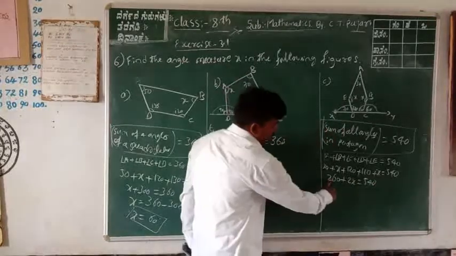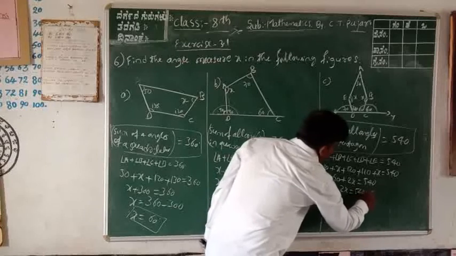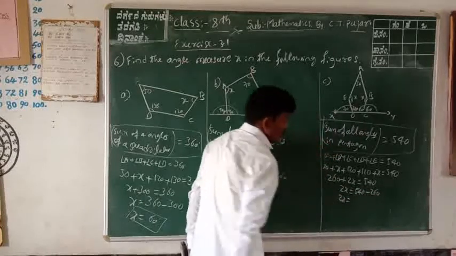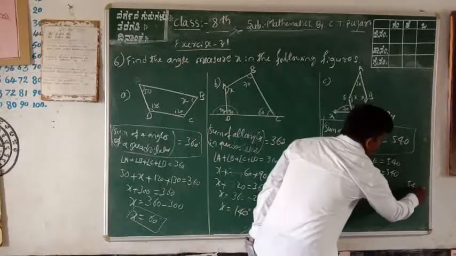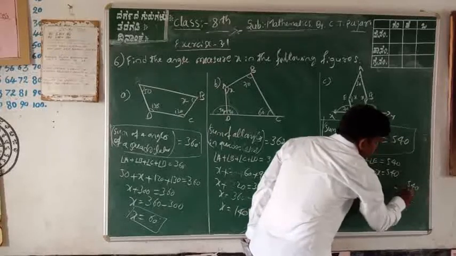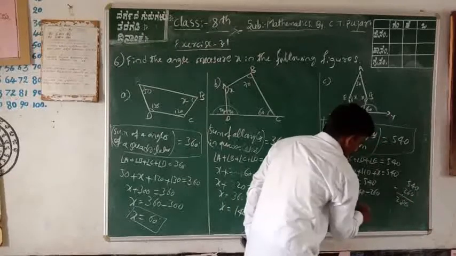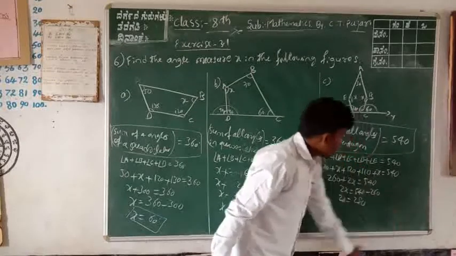Next, you can take 260 to this side, and 2x is equal to 540 minus 260. Therefore, 2x is equal to the subtraction of this: 540 minus 260. 14 minus 6 is what? 8, that is 2 is the 280. 280 is the answer.